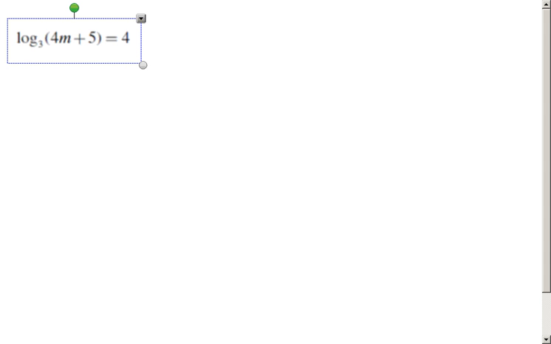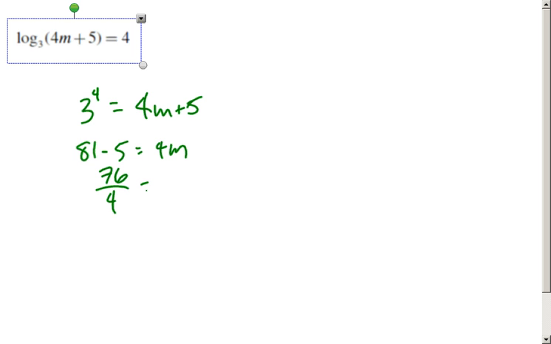This is the last one. Again, similar setup, 3 to the 4th equals 4m plus 5. So then you get 81 minus 5 is equal to 4m. 76 divided by 4, so m is going to equal 19. And ideally, you should probably put this in set notation, because that makes it look nice. And it will impress your math teacher and college professors and all of that other stuff.